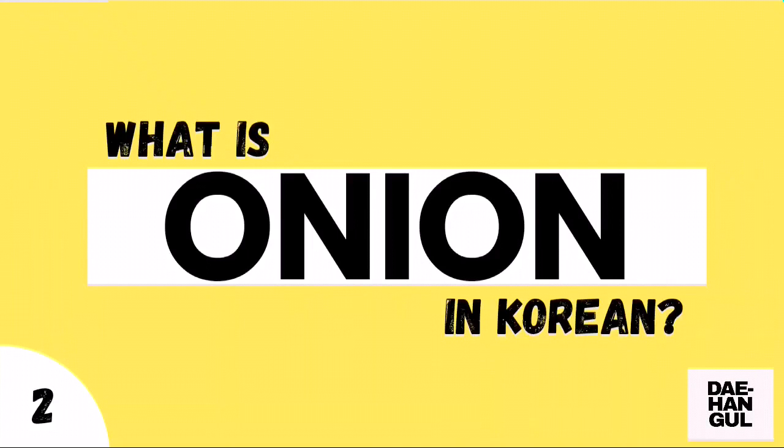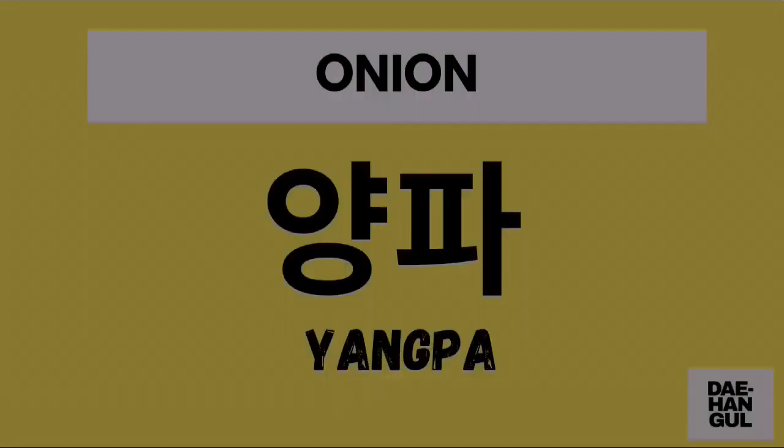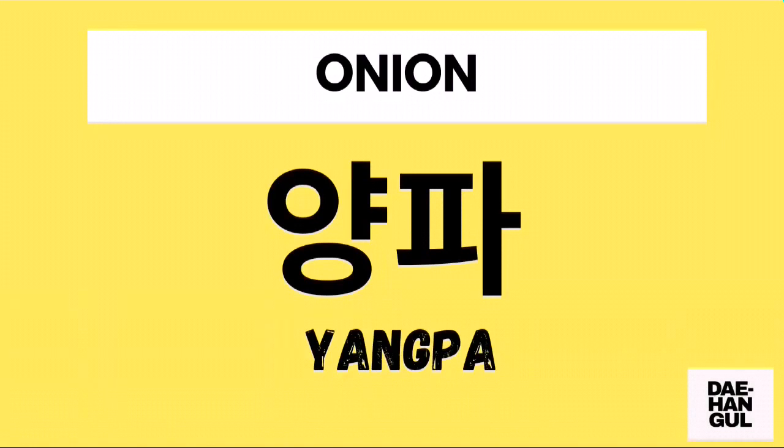What is onion in Korean? The Korean term for onion is 양파. Again, it's 양파. This is composed of two syllables. The first syllable is yang, second syllable is pa. Pronounce it with me. 양파.